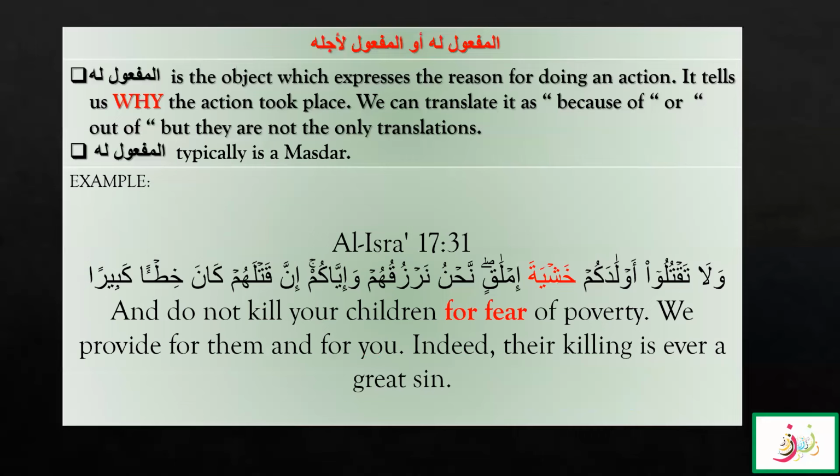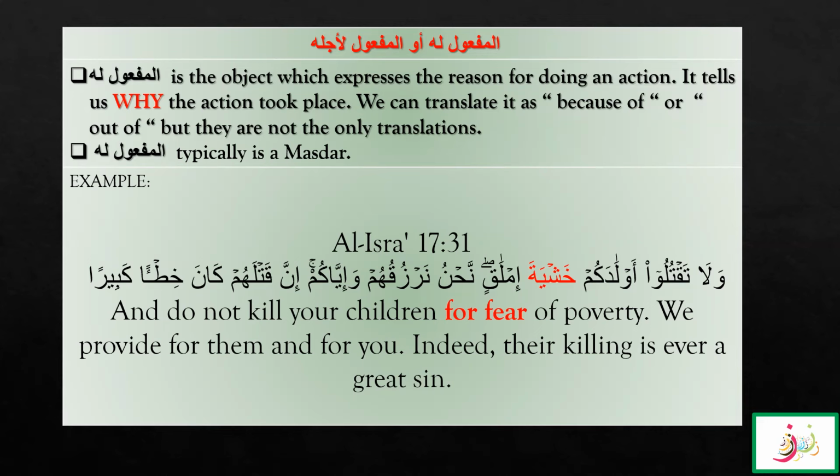The next one is al-maf'ul lahu or maf'ul li-ajlihi. So maf'ul lahu is the object which expresses the reason for doing an action. It gives answers for why the action took place, and we can translate it as for, or because of, or out of, and they are not the only translations that we see in the Mushaf. And maf'ul lahu is typically a masdar. Remember it, it is typically a masdar, that means a verbal noun. Let's see the example here.